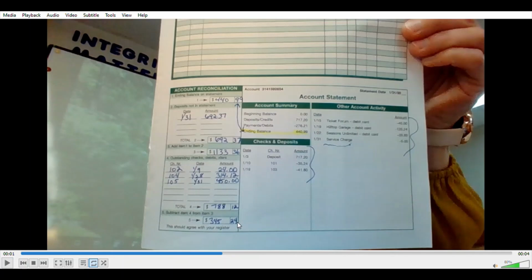$345.24, and you know that you did the account reconciliation correctly, because this number right here should match your ending balance of $345.24 that is on your Google Sheet. If those two numbers match, that means you did this right and you're ready to move on to the month of February. Way to go!